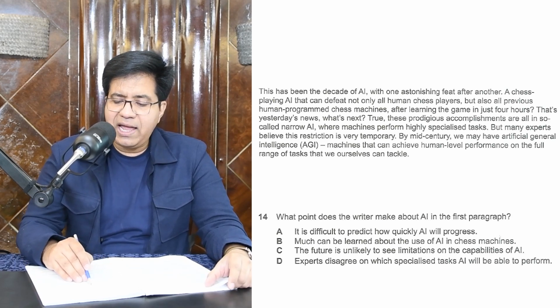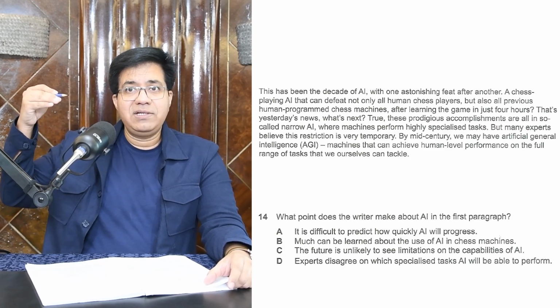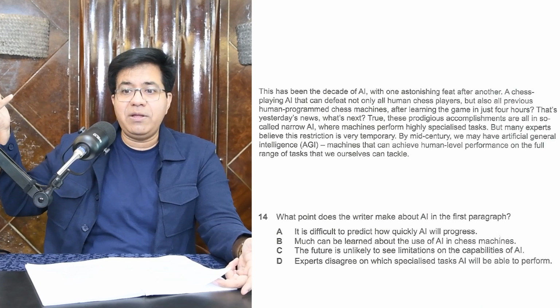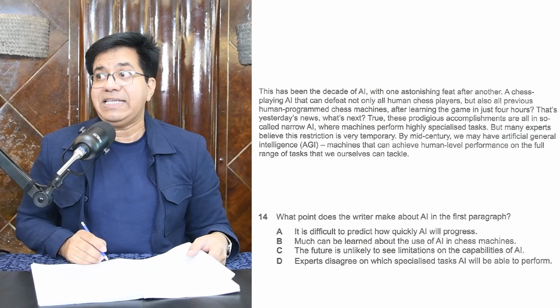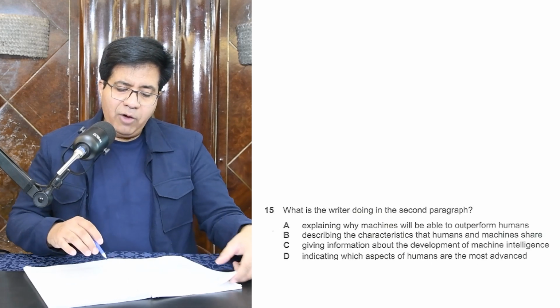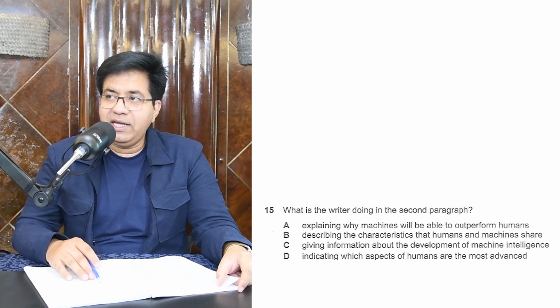Future is unlikely to see limitation. What is that? Human level performance. Now, human level performance means there is no limitation. So, the correct answer for question number 14 is C. Now, we come to question number 15. What is the writer doing in the second paragraph?